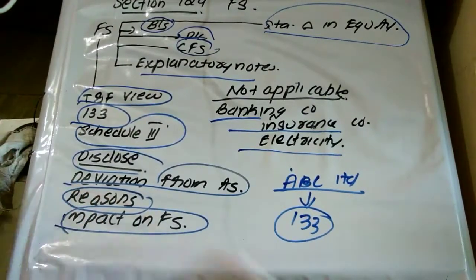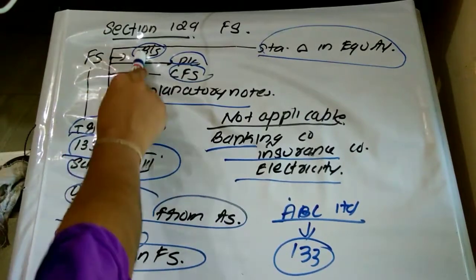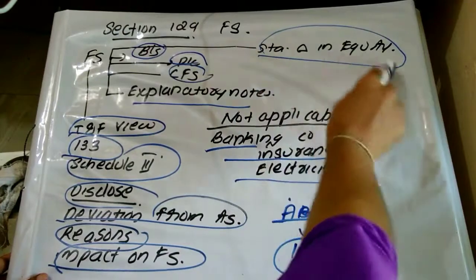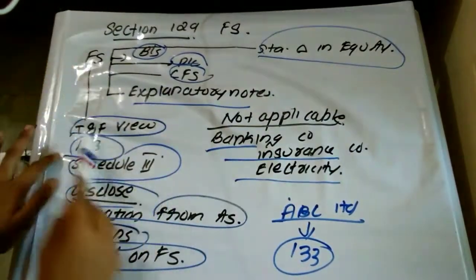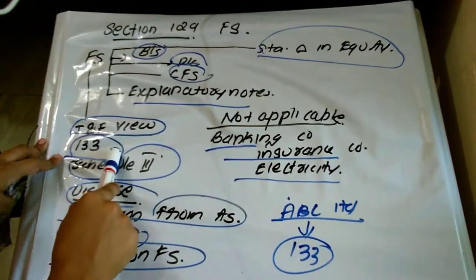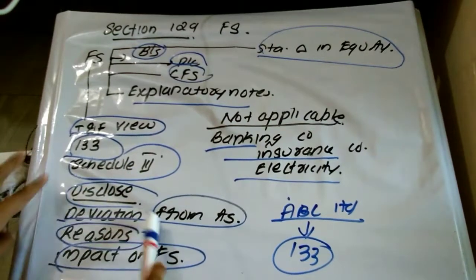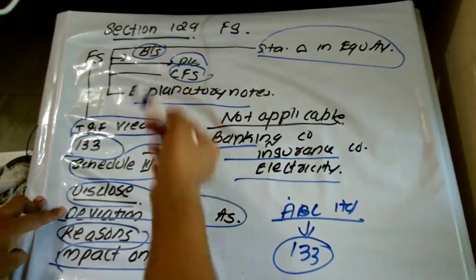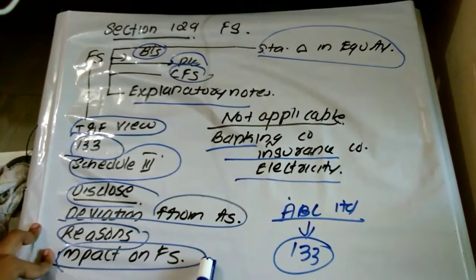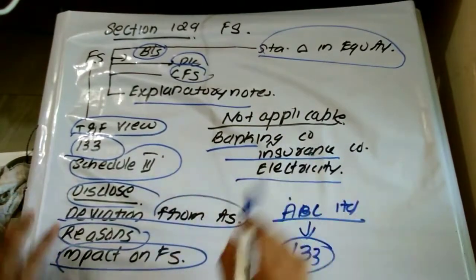So now we have discussed section 129. Financial statements include balance sheet, profit and loss account, consolidated financial statement, explanatory note, and statement of changes in equity, and the financial statement should give a true and fair view of the state of affairs of the company. It has to comply with section 133 of the Companies Act 2013. Then Schedule 3 requirements: it has to disclose what? Whether there exist any deviations, reasons for such a deviation, and the effect of such deviations on the financial statement. Not applicable to a banking company, insurance company, and electricity company.